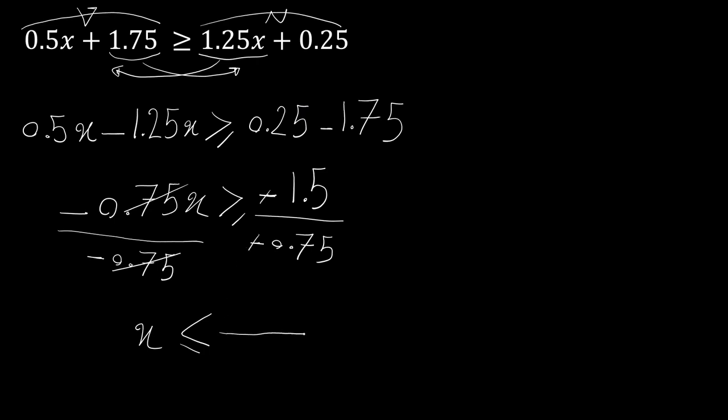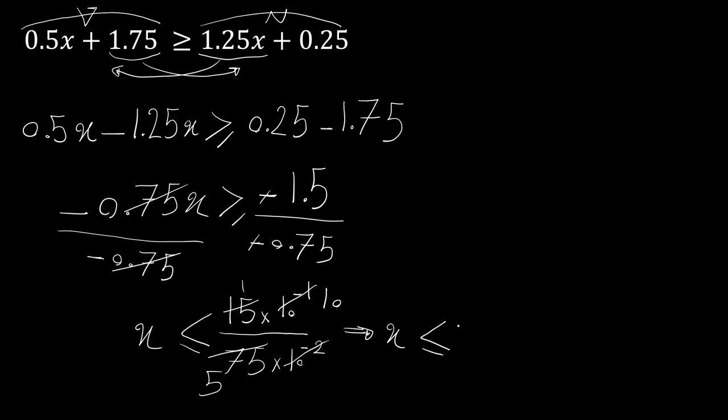I told you it's better to write it as a power of 10. So I'm going to write it as 15 times 10 to the power of minus 1, over 75 times 10 to the power of minus 2. Now you can simplify this. This can go up and it's going to be positive, and we are going to have 10 here. This is going to be 1, this is going to be 5. The final answer will be 2. So x is less than or equal to 2.